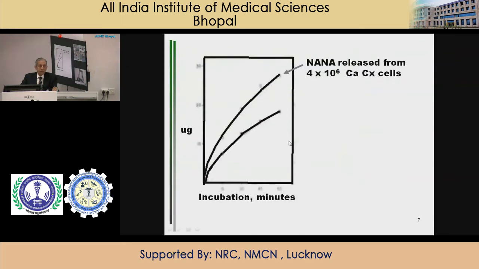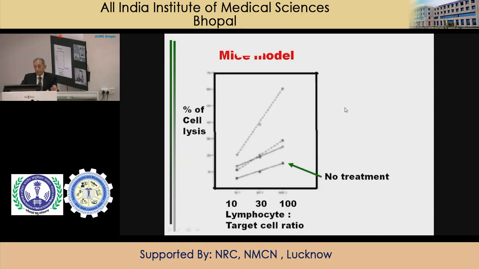Biochemically also, if you take the N-acetyl neuraminic acid released from cancer cervical cells, this will be the amount; on the other hand, this will be from the normal cells. Therefore, there is a difference between normal cells and cervical cancer cells, and that is due to the N-acetyl neuraminic acid content on the cell surface. Now we go to some other model. This is the mice model that we take, the EL4 lymphoma cells and C57 black mice.